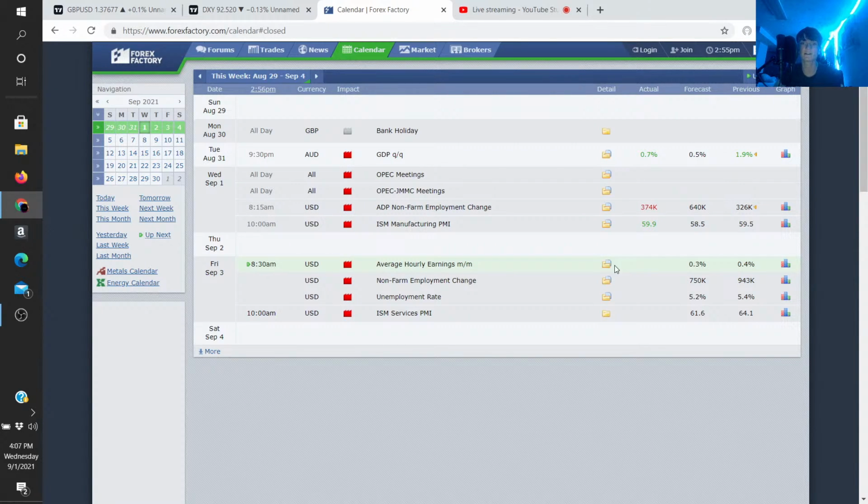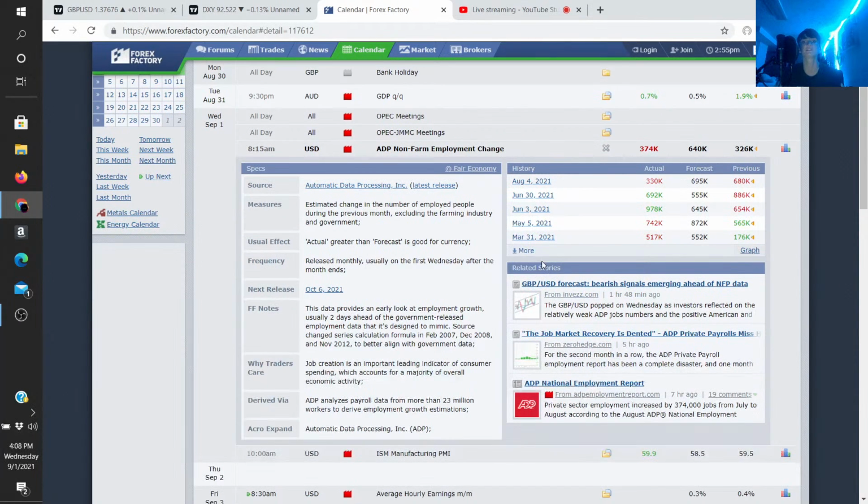So we have a lot of stuff coming up here. Today we had our ADP non-farm employment change, and we also had ISM manufacturing PMI numbers. Now, these were actually better than expected, but these numbers were not. So this actually had a very negative effect on the US dollar today.